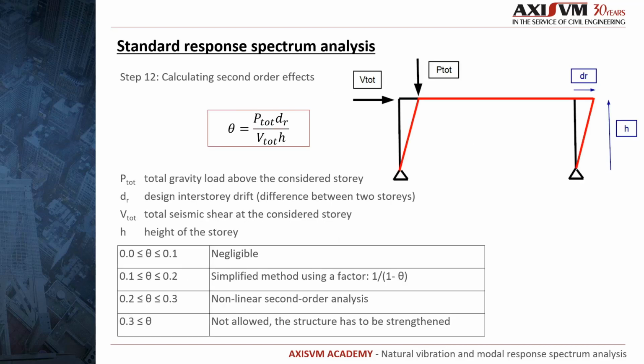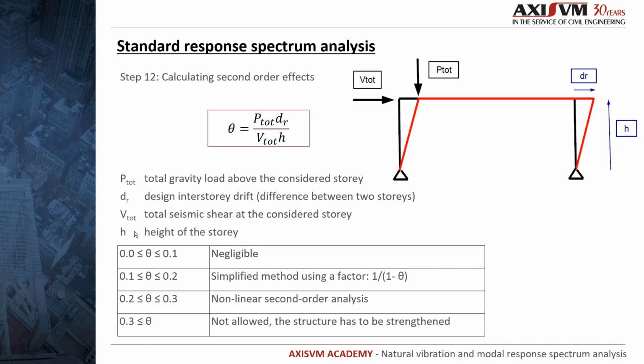To assess the sensitivity, we determine the interstory drift sensitivity coefficient theta for a story. Here P is the total gravity load above the considered story, D is the design interstory drift, V is the total seismic shear at the considered story, and H is the height of the story. We can categorize the sensitivity of the story and structure as follows.